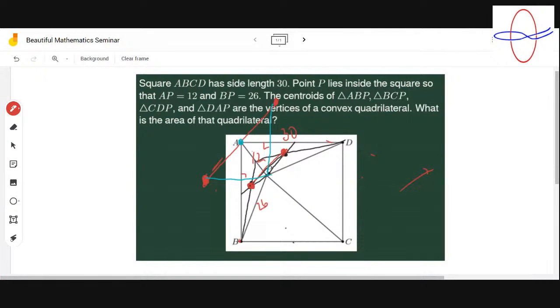What are the ideas, guys? I want you to solve the problem, guys. Are these two lines parallel? Can you prove it?